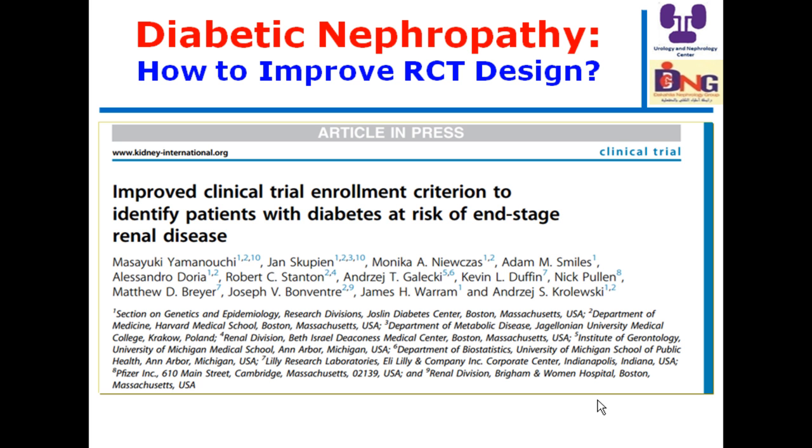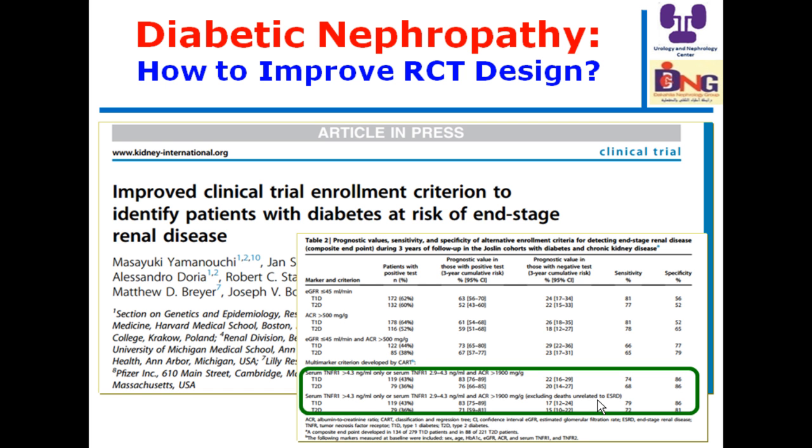And here, according to the Joslin diabetes type 1 and type 2 cohorts of patients, they find that TNF receptor 1 above 4.3 nanogram per ml is a very important criterion predicting the progression toward end-stage kidney disease. And if the TNF receptor is between 2.9 and 4.3, we need another parameter like albumin creatinine ratio exceeding 1.9 gram per gram creatinine.